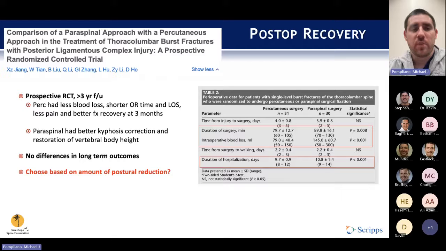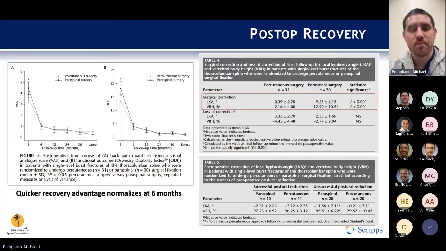Paraspinal also had better kyphosis correction with restoration of the vertebral body height, but there was no difference in long-term outcomes. So those were more radiographic findings. They suggested that you can choose either on comfort level or based on postural reduction. So once the patient's positioned well in the OR, if you do need additional correction and you didn't get as much just with positioning alone, then it may be worth doing more paraspinal approaches.